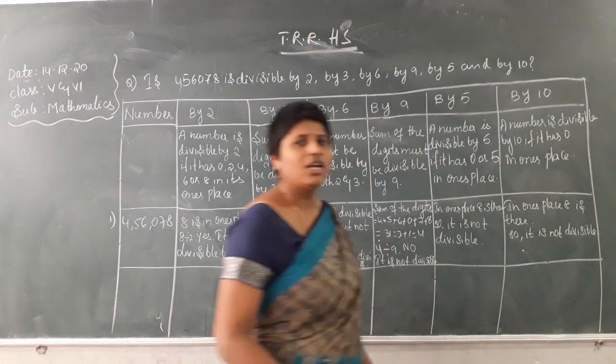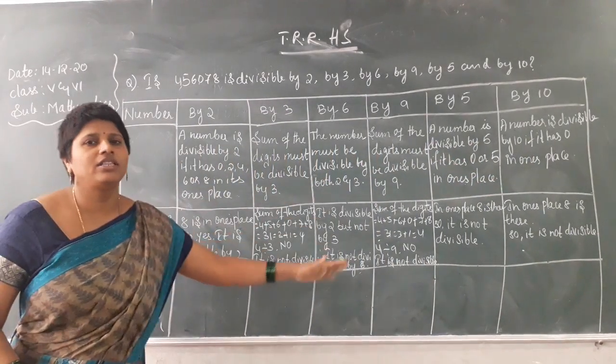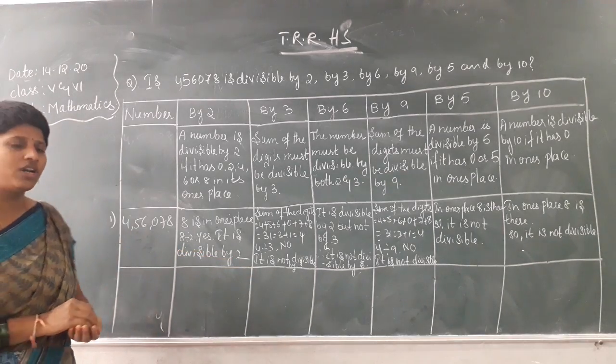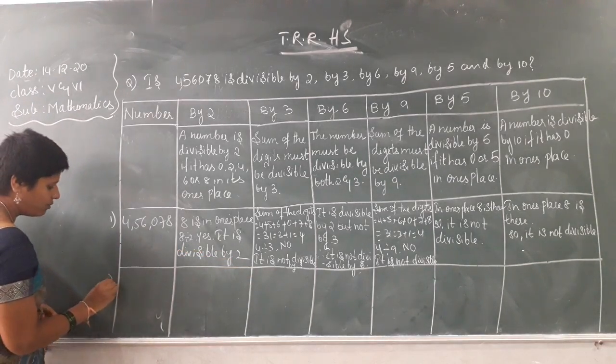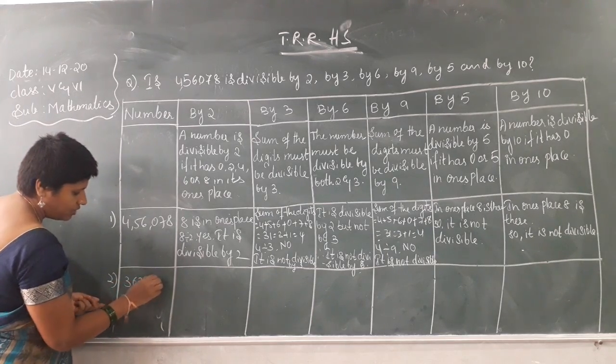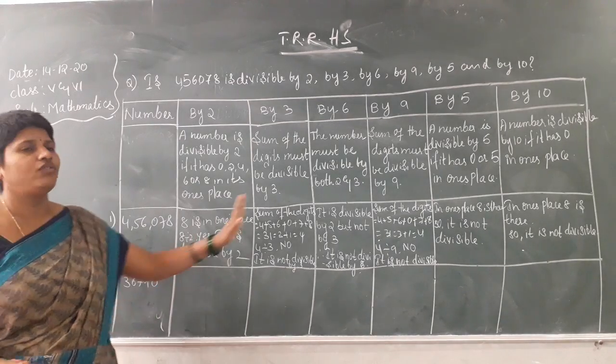So it is not divisible. Clear, Shina? So you have to form a table like this. Okay. Now after finishing this number, if I have given you one more number, so here I will take one more number: 3, 6, 7, 9, 0, 8. Now I want to check whether it is divisible by all of these or not.